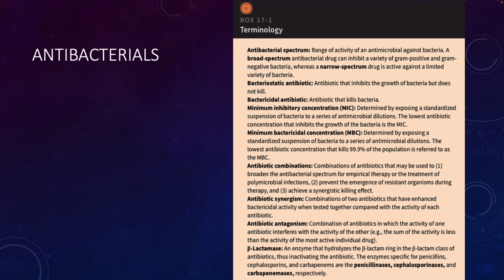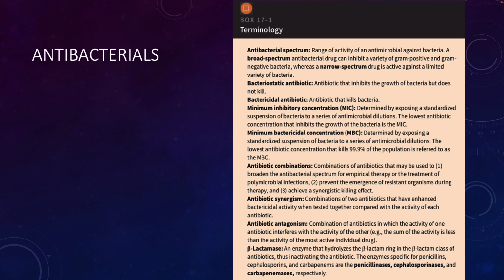And then we also have the idea of synergy. So that's shown here, number 3, a synergistic killing effect. And then it's defined right here. But basically the idea is with synergy, if you put 2 drugs together, they basically enhance each other's efficacy. So they work better together than you would expect.